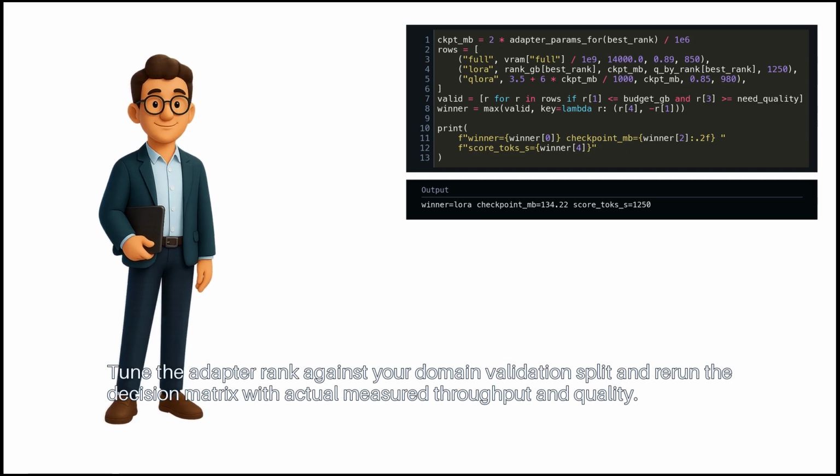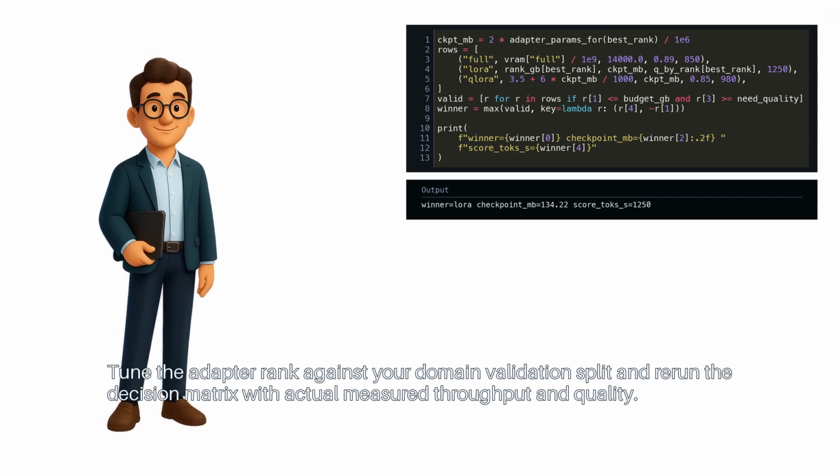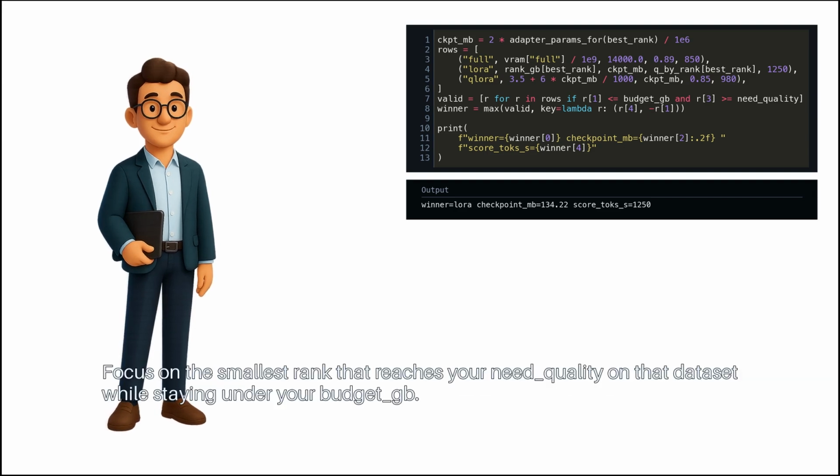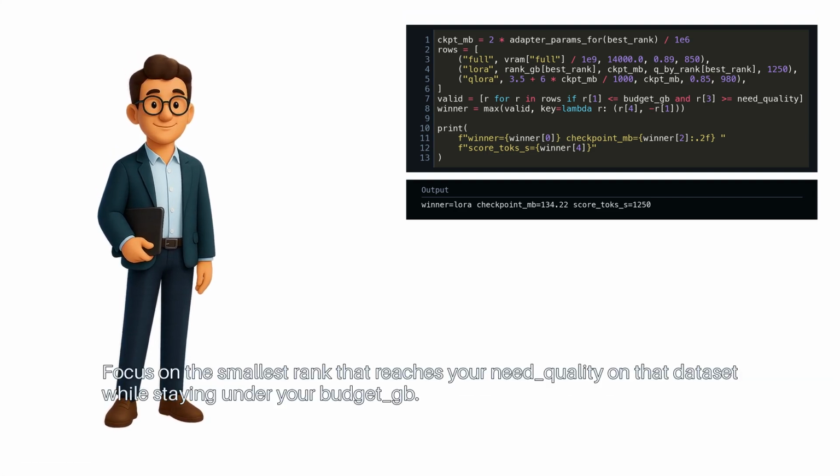Tune the adapter rank against your domain validation split and rerun the decision matrix with actual measured throughput and quality. Focus on the smallest rank that reaches your need quality on that dataset, while staying under your budget GB.